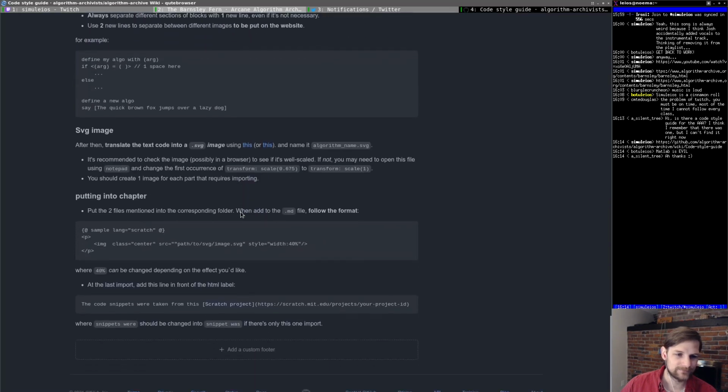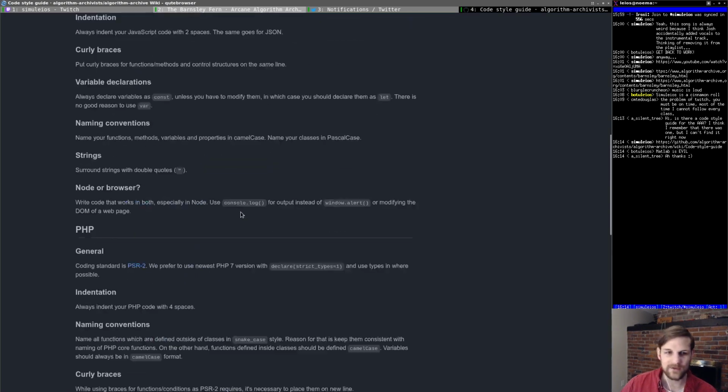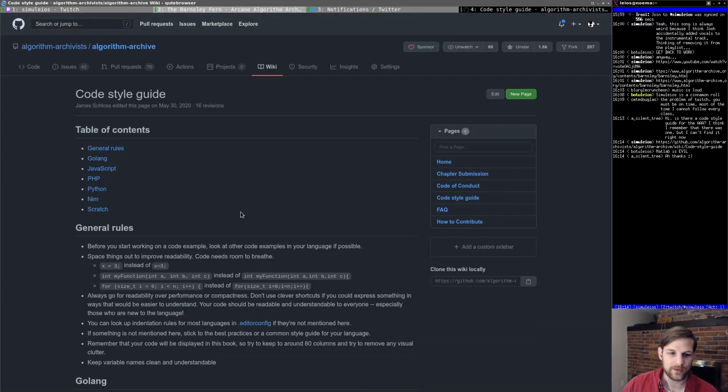But yeah, if your language isn't here, don't worry about it. So Go, Java, PHP, Python, Nim, Scratch. If your language isn't there, just kind of have at it. Don't worry so much about it. But even if your language is there, then you do have something to follow. That's all I have to say. Sorry, I didn't do a very good job of describing this.